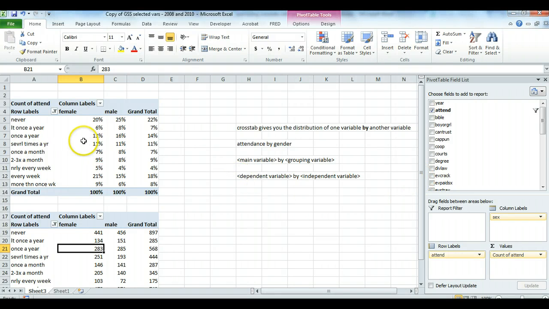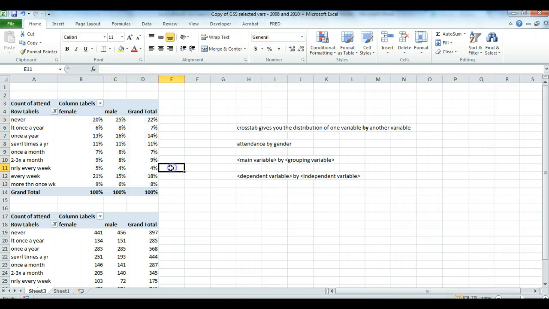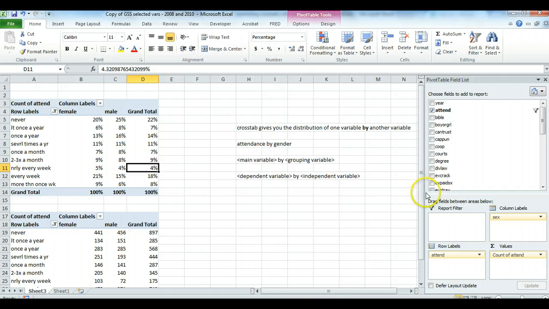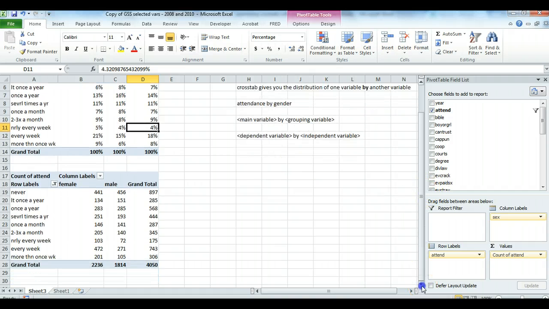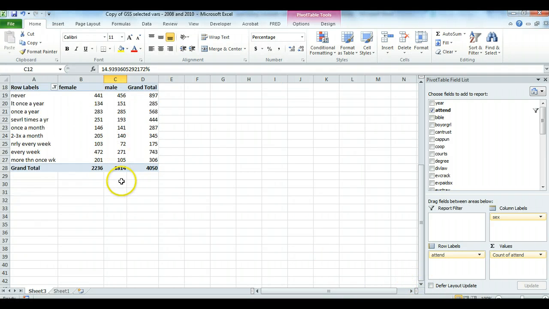And we really want to know, is this difference that we're observing here big enough that we can be confident it really exists in the population, and it's not just that we happened to get a more religious group of women and a less religious group of men, because that's possible. The way we find that out is with a statistical test, in this case a chi-square test.